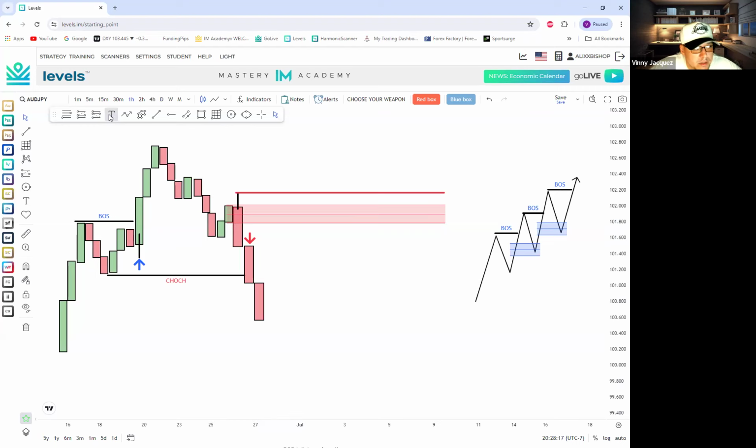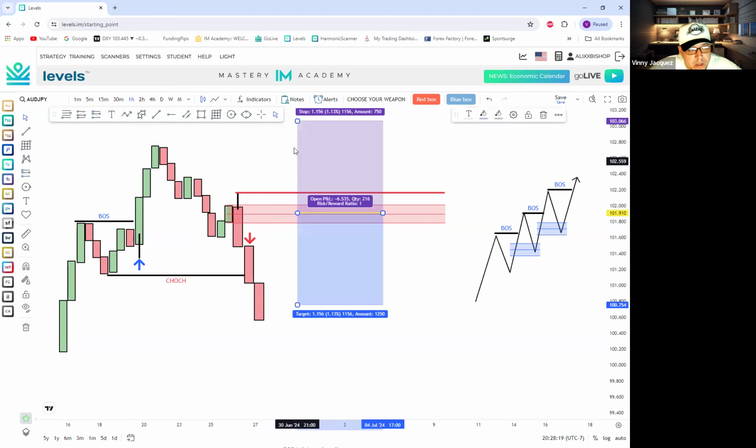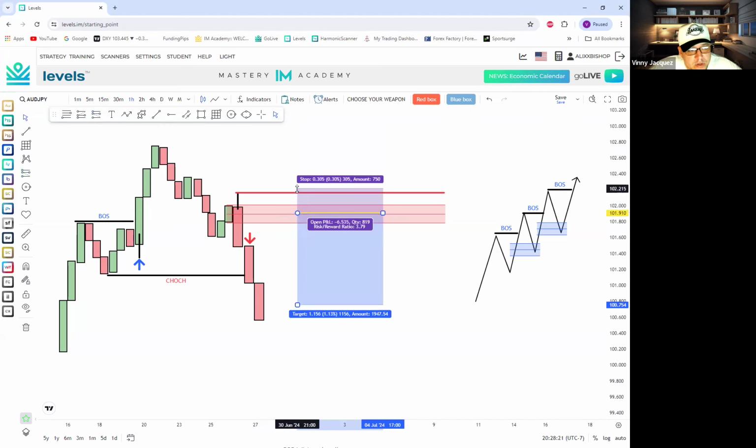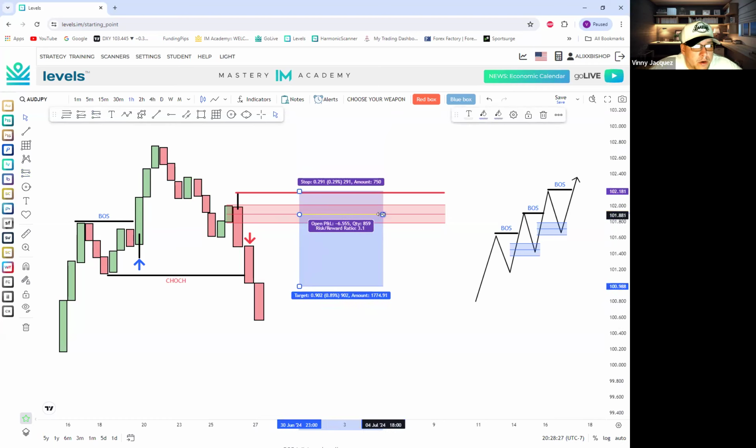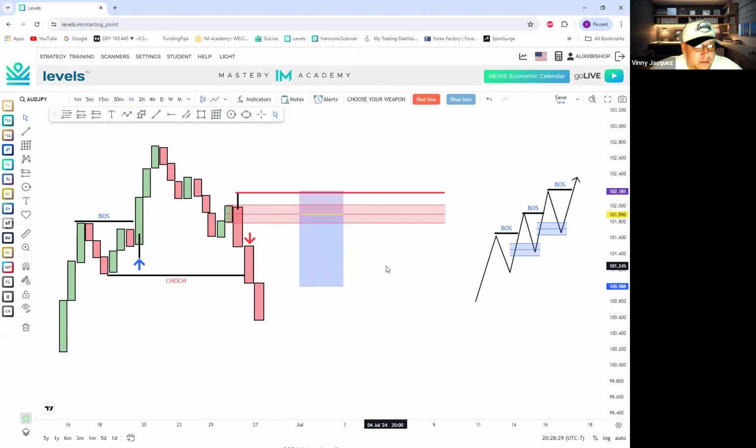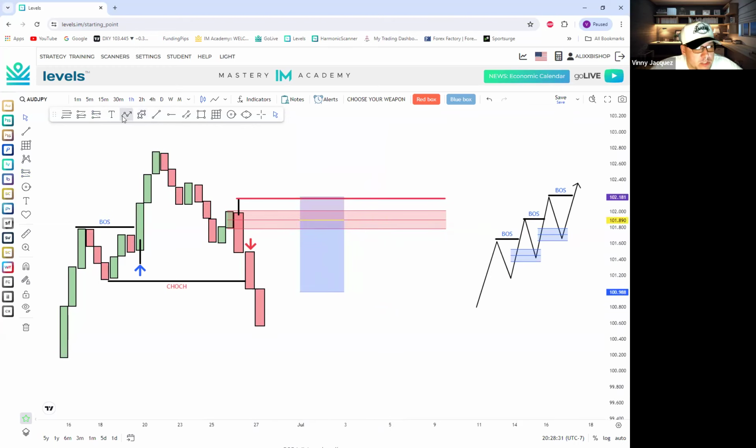Now we're looking at a scenario like this, where I want to enter at that red box. My stop loss is that red line, with a minimum 1 to 3 risk to reward to take sales. As soon as market comes back into this red box, I'm looking to take some sales. Let's go ahead and shift the market.